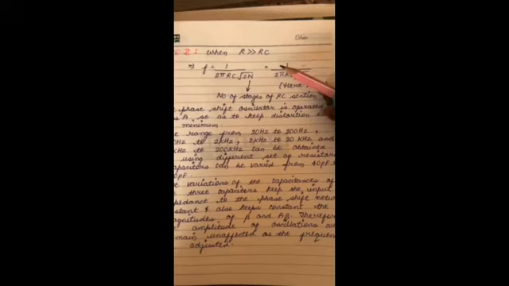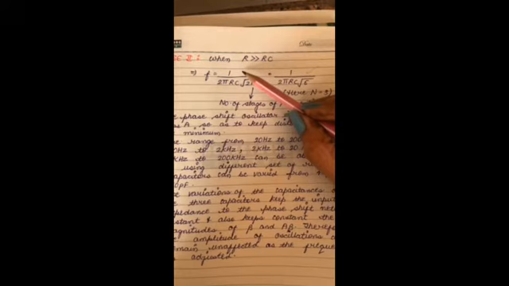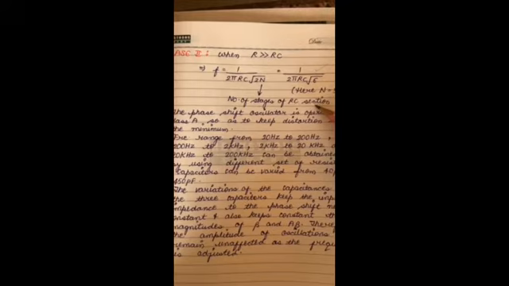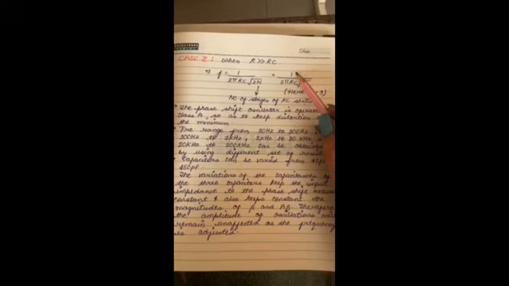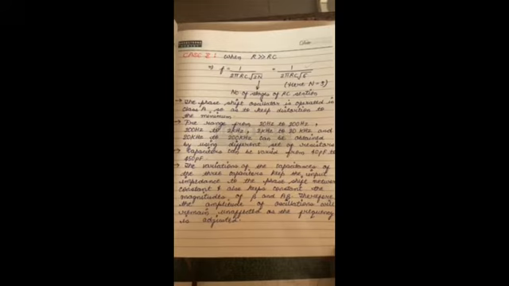Second case is when R is very much larger than RC, the equation will be like F equals 1 upon 2 pi RC under root 2n, where n is the number of stages of RC sections. In the circuit diagram we have three networks, three sets of RC, so n equals 3, and we get F equals 1 upon 2 pi RC under the root 6. So basically, the phase shift oscillator is operated in class A so as to keep the distortion to a minimum.